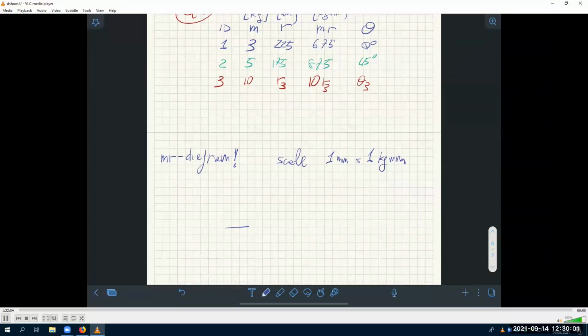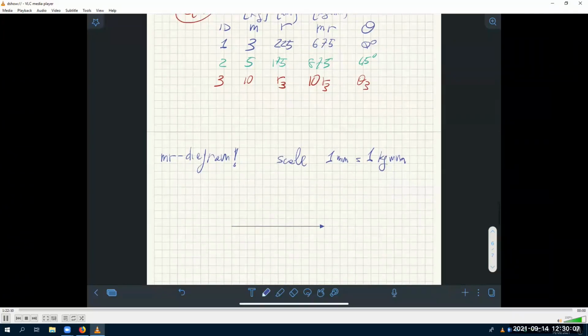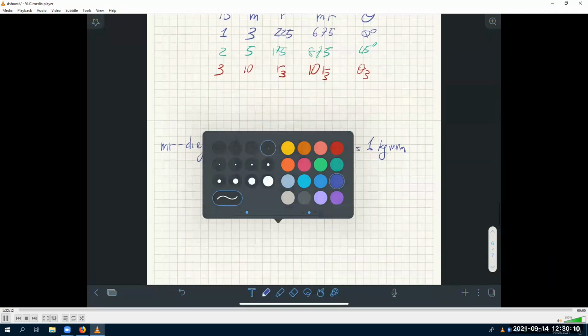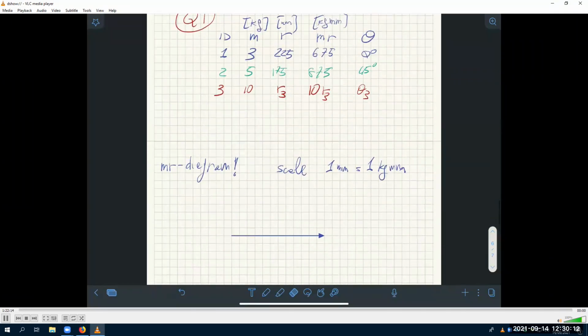So this one is my vector, M1R1, which is 675 millimeters, and also 675 kilogram millimeters.